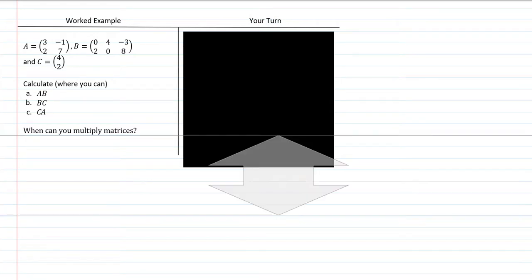And I might even just create a little bit of space here for this. There we go. Okay, so we've got worked example. A, B and C are shown there. Now A is a 2 by 2, B is a 2 by 3 and C is a 2 by 1. Calculate where you can AB, BC and CA. So let's have a look at how I would go about this. Again, I was really hoping to do this in class where I could have asked you guys some of these things, but alas, here we are.